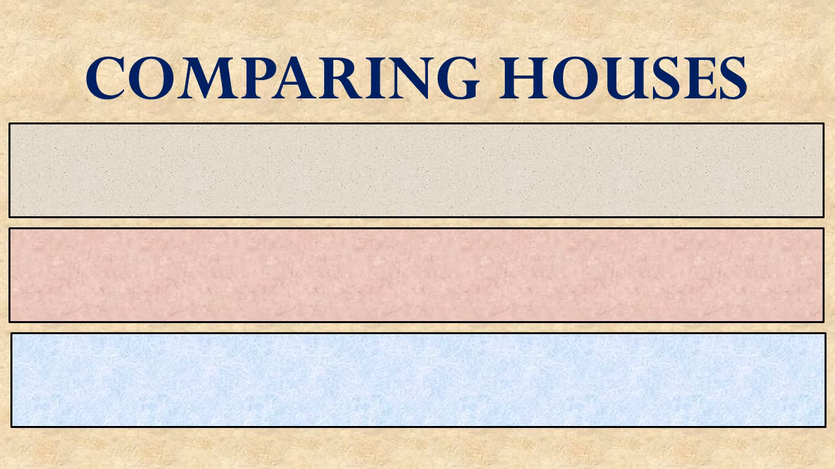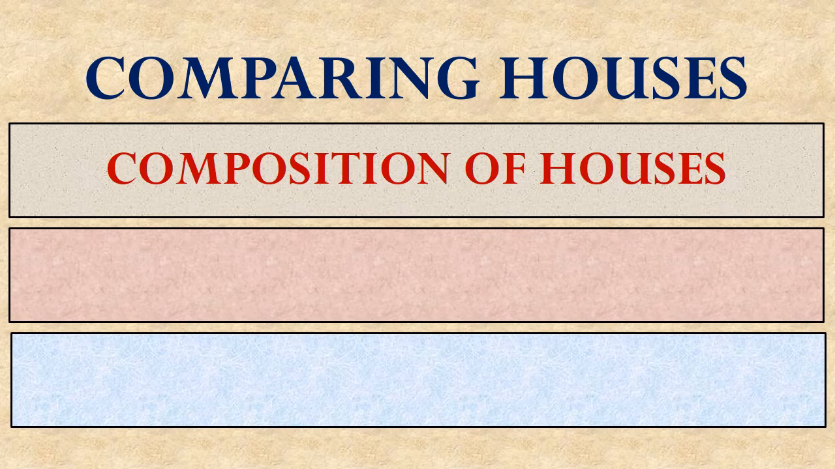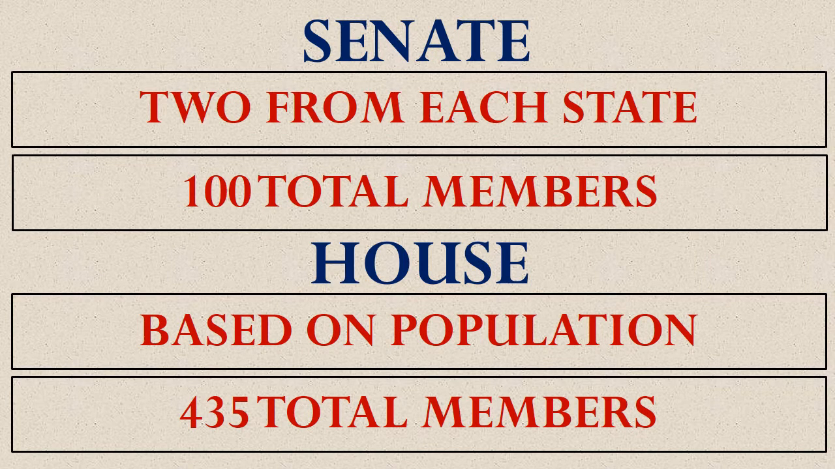In the previous lesson, we learned about 3 ways that we can compare the two houses. The first of those ways was the composition of the houses. And we summed up those differences this way. The Senate is composed of 2 members each, totaling 100 members in all, while the House is based on population, and it has a cap at 435 members. In other words, it's over 4 times the size of the Senate.